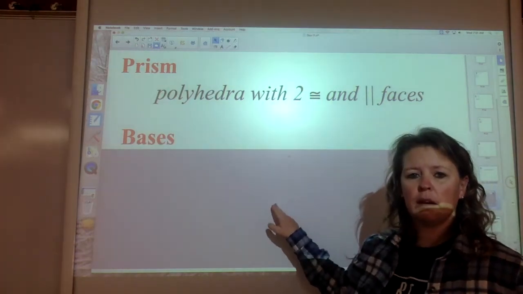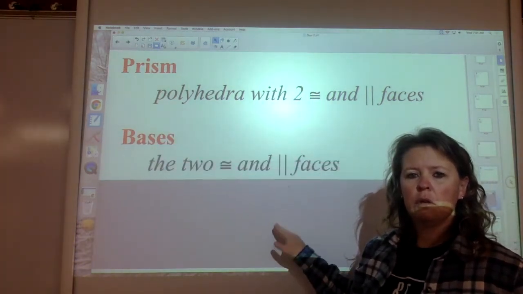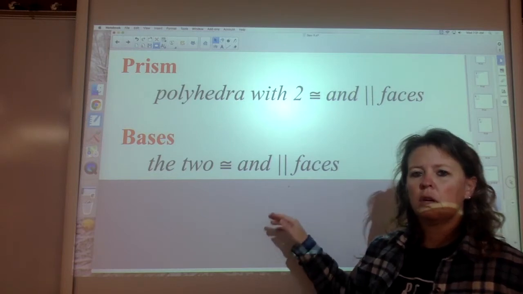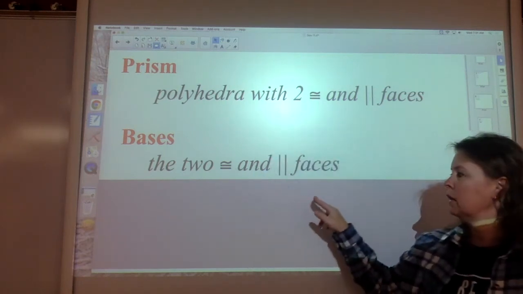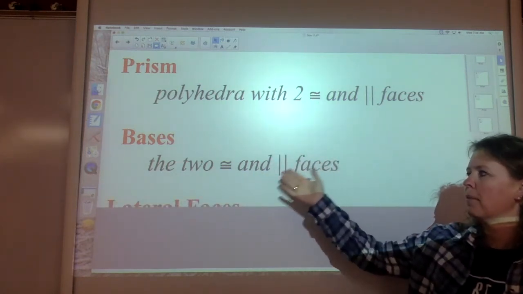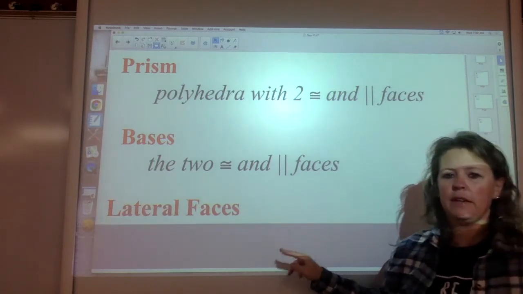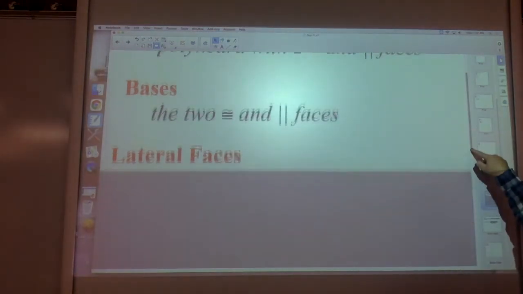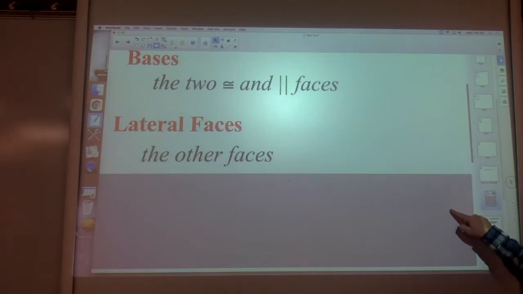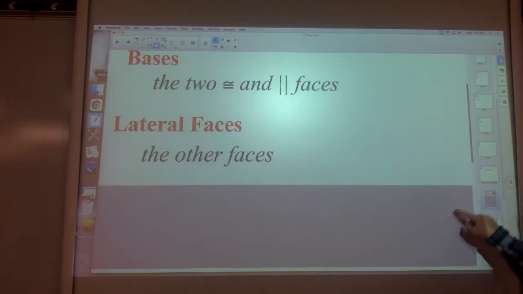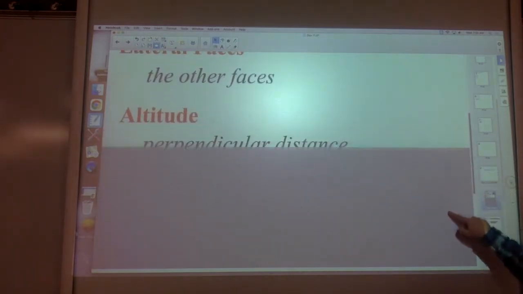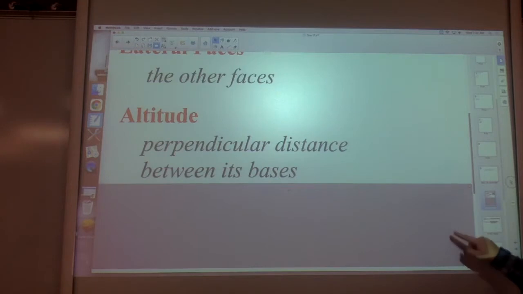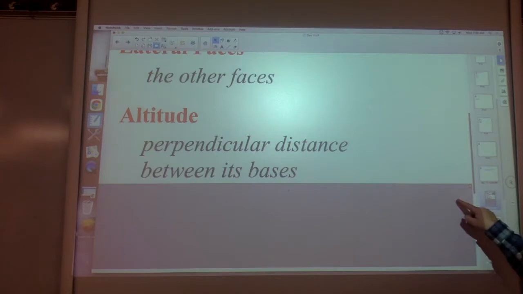The bases of that prism are the two congruent and parallel faces. So it has two of these, and they're actually called faces, or they're called bases. The lateral faces, however, are all the other faces. Altitude of a prism is the perpendicular distance between its bases.